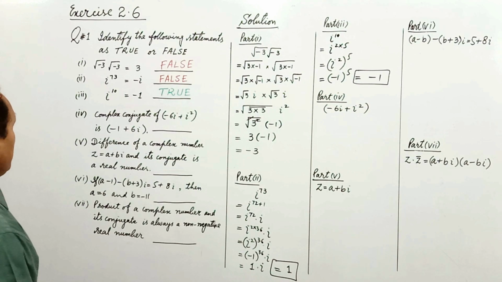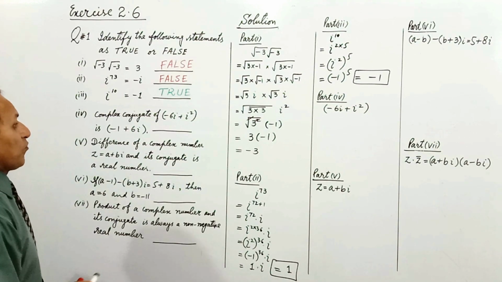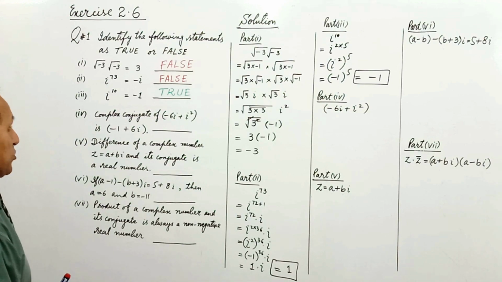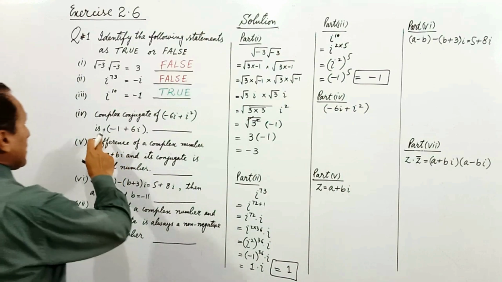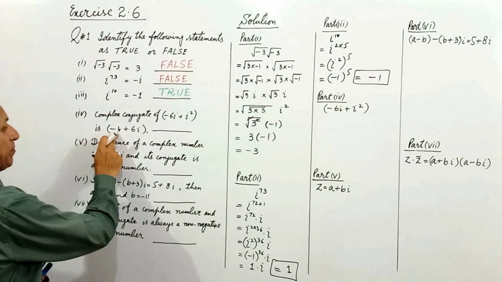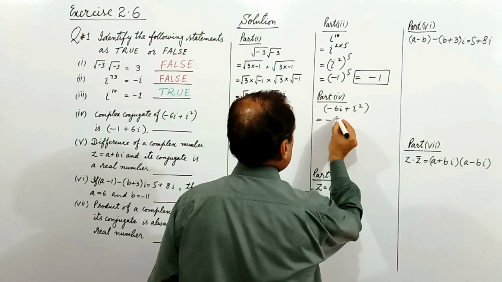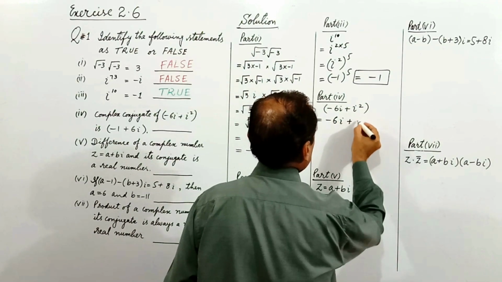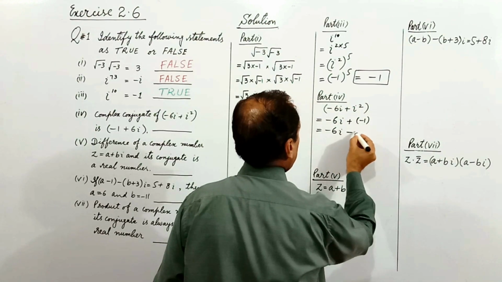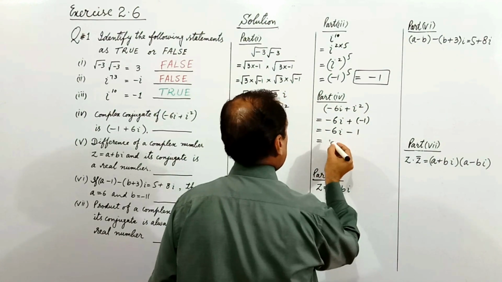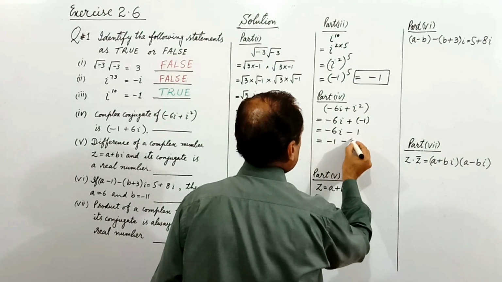Let's begin with the verification of statement number 4. The complex conjugate of minus 6 iota plus iota square is given, and we are required to prove that its complex conjugate is minus 1 plus 6 iota. So let's do it. Minus 6 iota plus, putting the value of iota square, that is minus 1, we have minus 6 iota minus 1. Writing in proper form, minus 1 minus 6 iota.